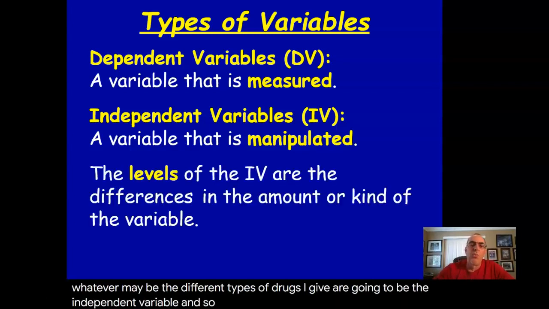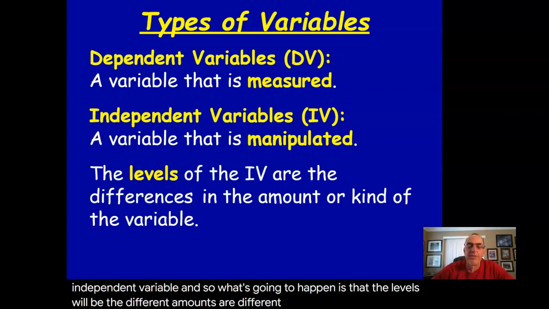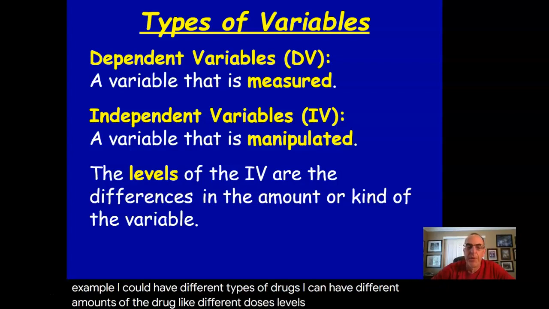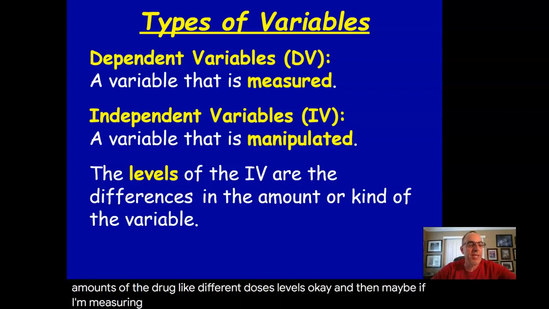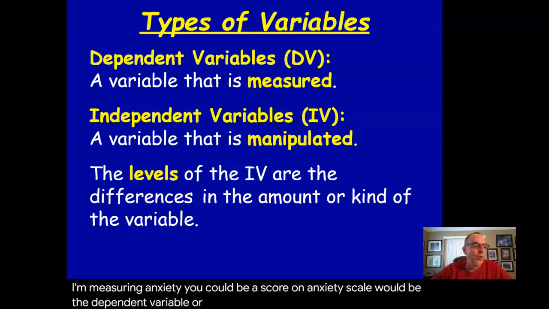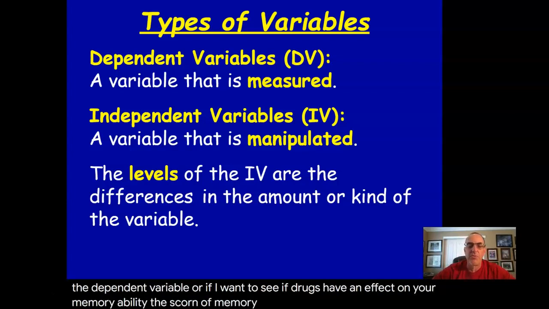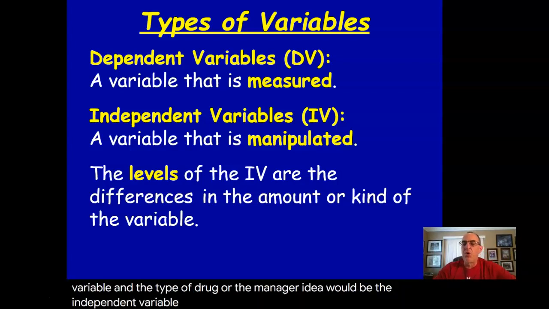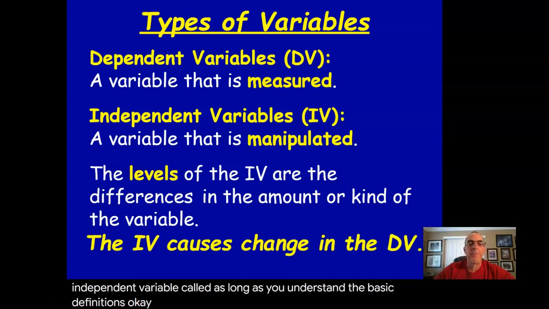And so the levels will be the different amounts or the different kinds of that variable. So for example, I could have different types of drugs. I could have different amounts of the drug, like different dosage levels, okay? And then maybe if I'm measuring anxiety, a score on an anxiety scale would be the dependent variable. Or if I want to see if drugs have an effect on your memory ability, the score on a memory test would be the dependent variable, and the type of drug or the amount of drug I give would be the independent variable. So it's not that difficult as long as you understand the basic definitions, okay?